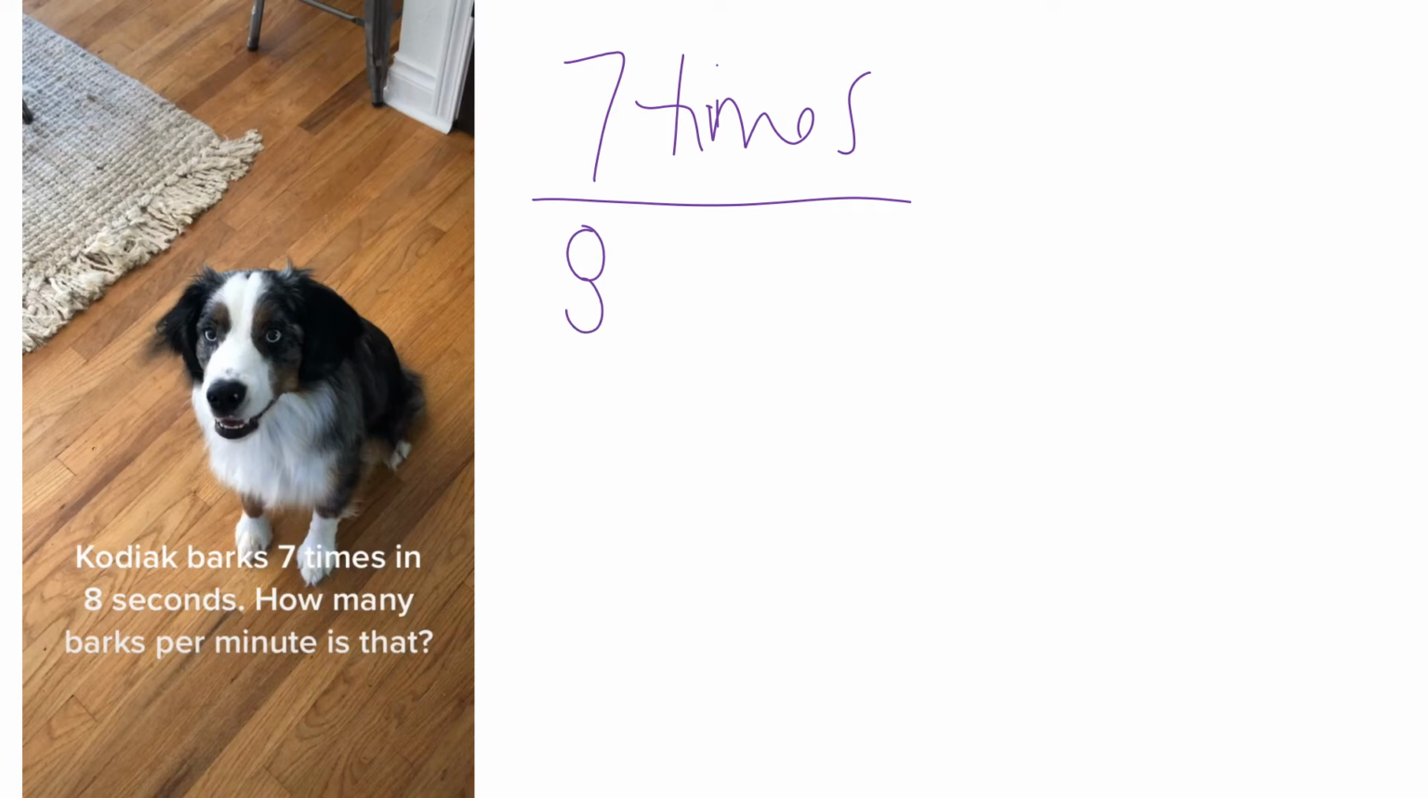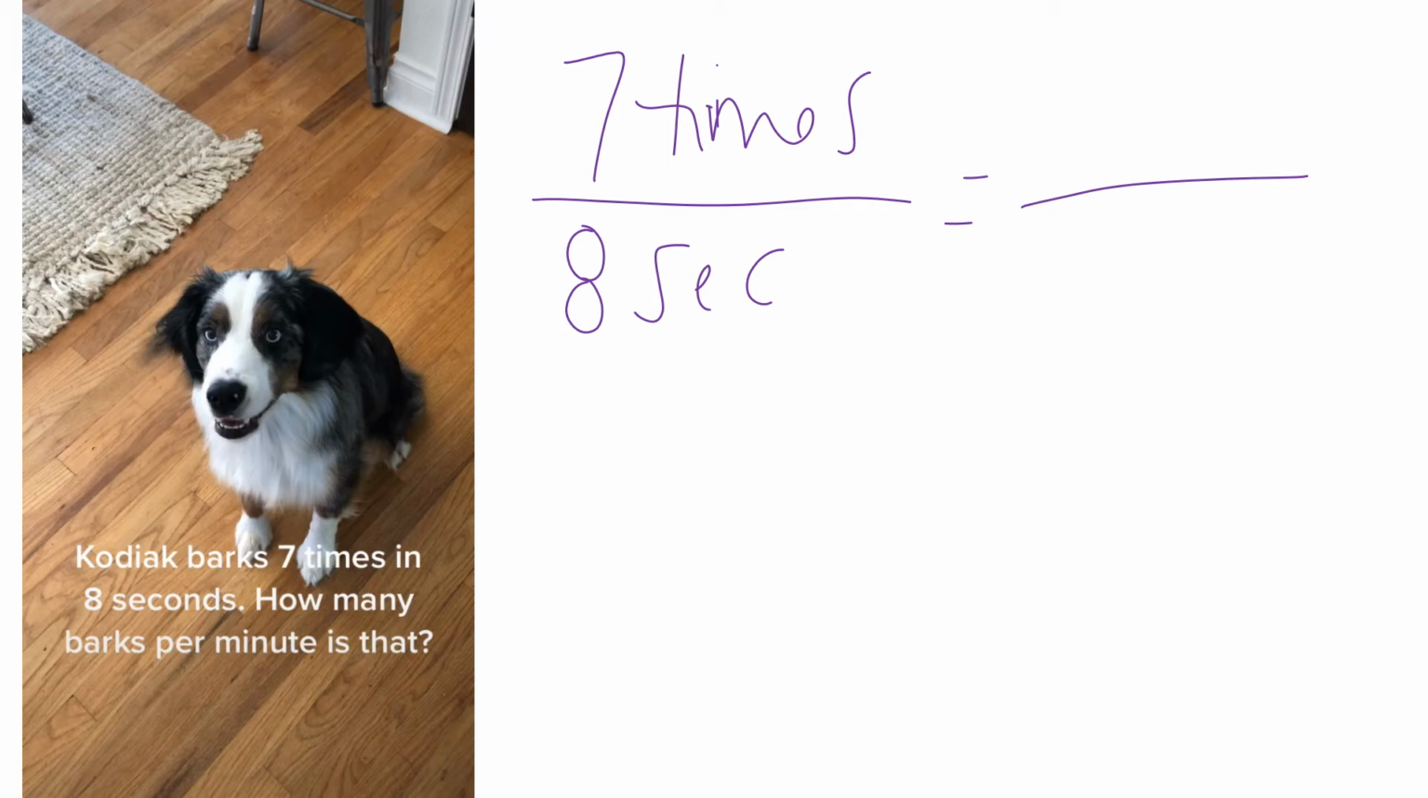Okay, so Kodiak barked 7 times in 8 seconds. So if we wanted to write an equation to figure out how many times he could bark depending on the number of minutes, like it's been 20 minutes, how many times could he bark? We're going to figure out his barks per 1 minute. So this is scaling up to figure it out, and this is related to our proportions.